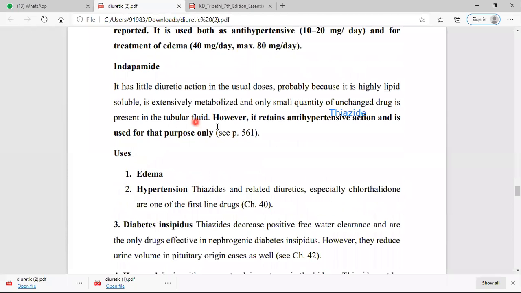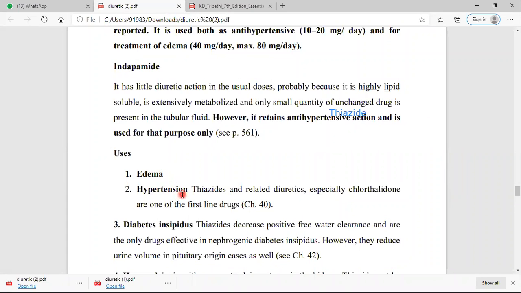Now, what are the uses of these two categories? Okay, these two categories mean the uses of furosemide and the thiazide drugs. What is the first use? It is edema. Edema occurs due to excess fluid. Okay, so to reduce the excess fluid, you have to use a diuretic drug.